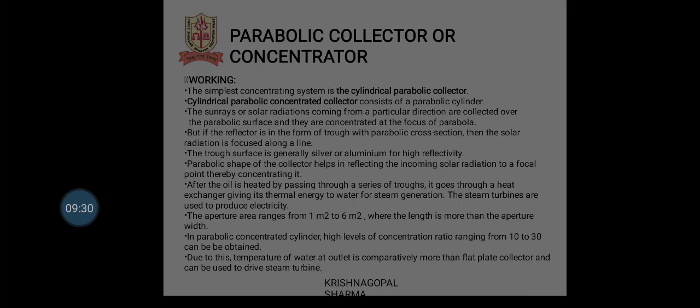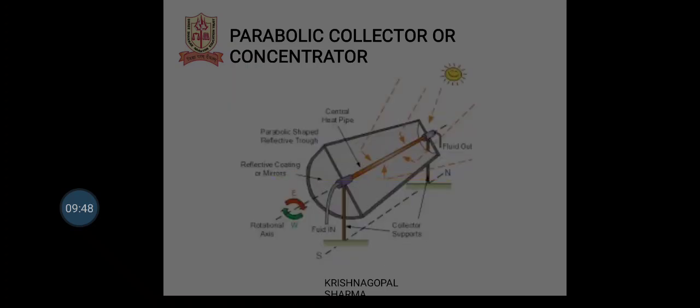In parabolic concentrated cylinder, high levels of concentration ratio ranging from 10 to 30 can be obtained. Due to this, temperature of water at outlet is comparatively more than flat plate collector and can be used to drive steam turbine. This is the symmetrical diagram of the parabolic collector or concentrator.